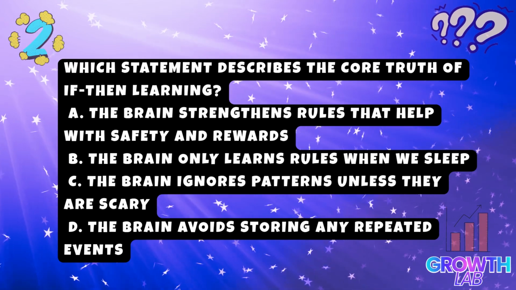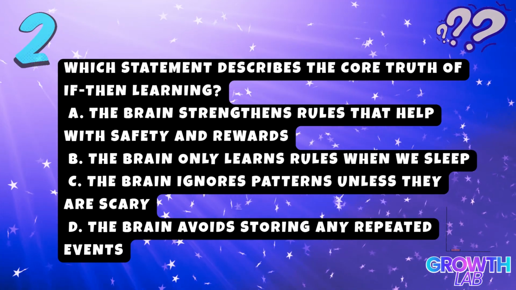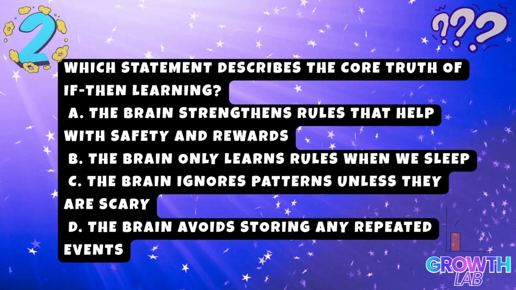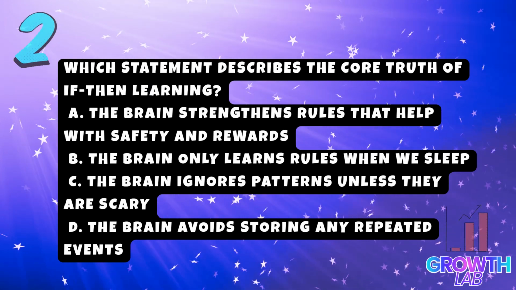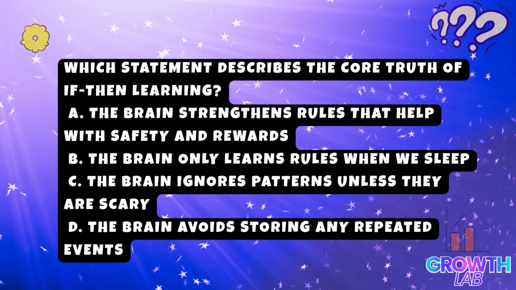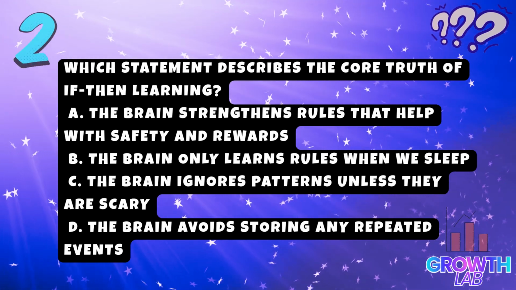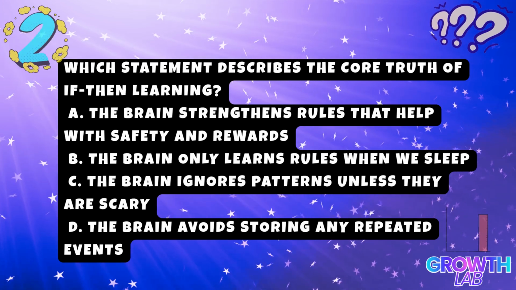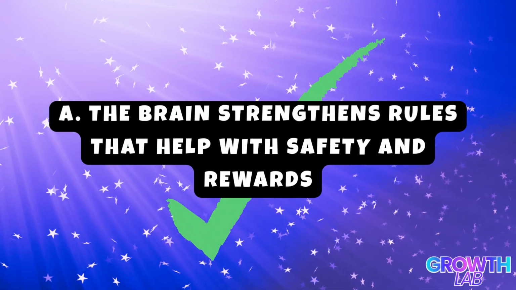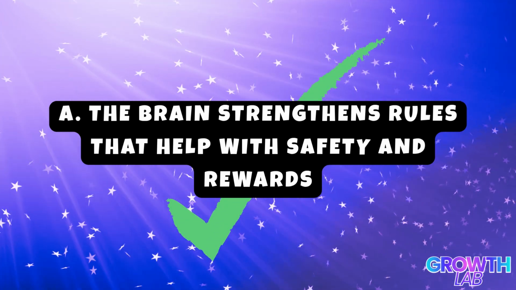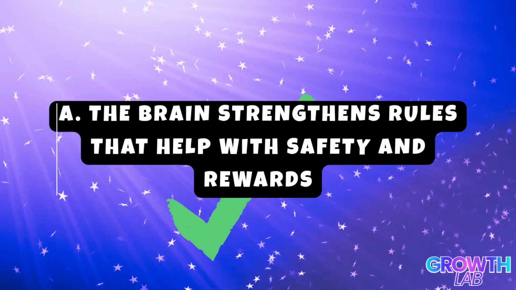Question 2. Which statement describes the core truth of if-then learning? Answer options are: Option A, the brain strengthens rules that help with safety and rewards. Option B, the brain only learns rules when we sleep. Option C, the brain ignores patterns unless they are scary. Option D, the brain avoids storing any repeated events. Correct option is option A, the brain strengthens rules that help with safety and rewards. Helpful rules become stronger over time.